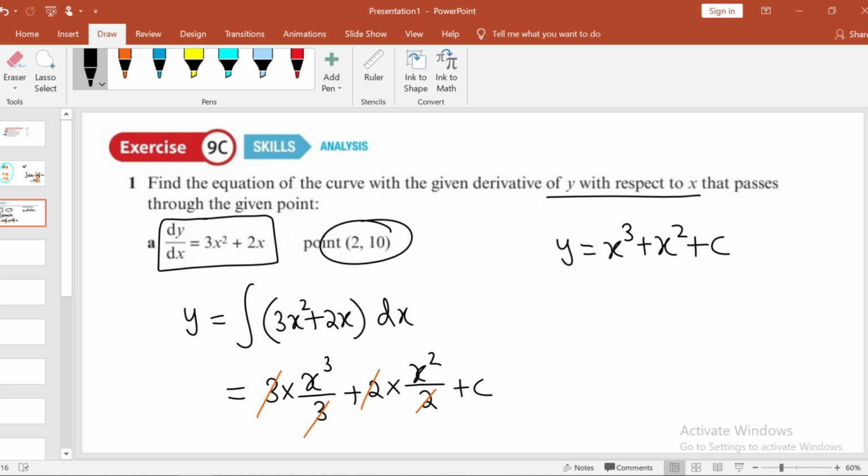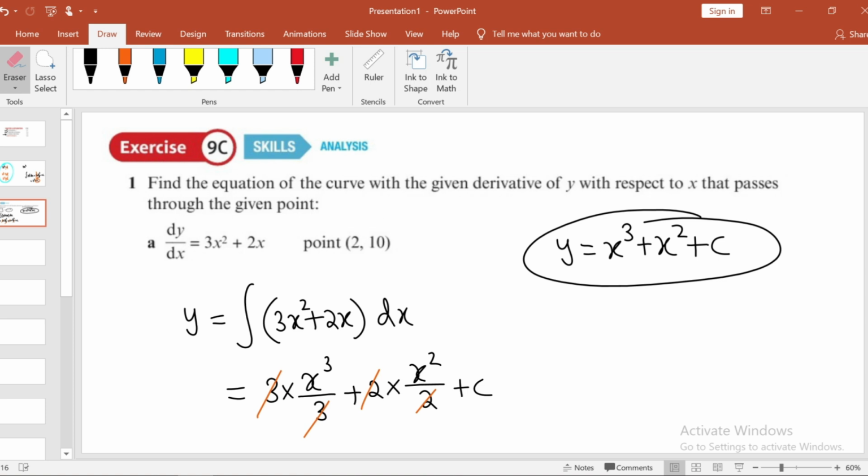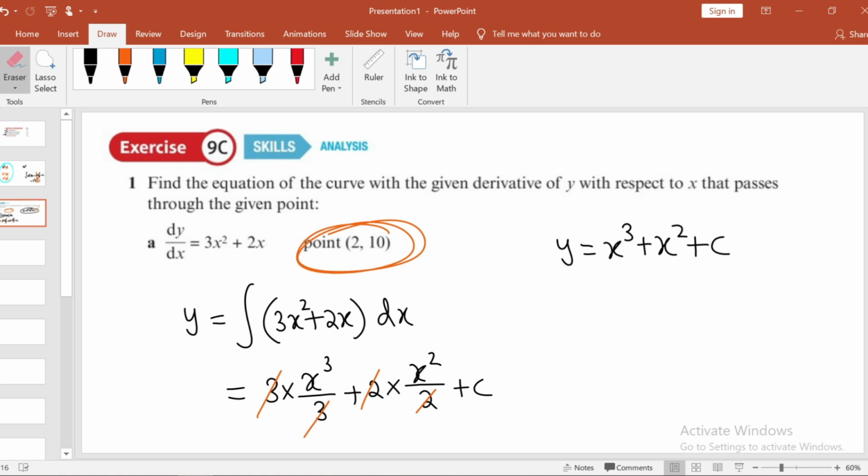Why we call this topic finding functions, you know? This is a function. You have to find the actual function by plugging the value of c here. So you need to find the value of c using the point. Okay? So how do we use the point?